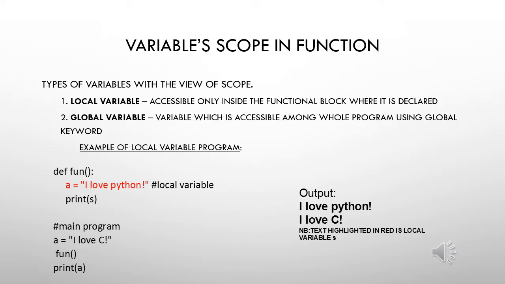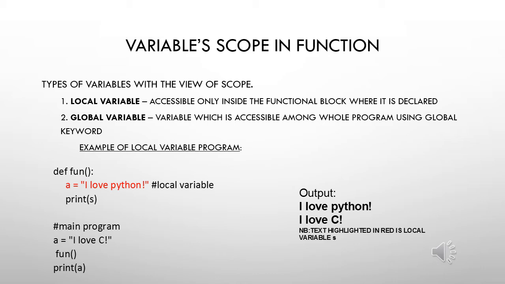So let's discuss the variable scopes in a function. There are two types of variable with the view of a scope. Number 1, local variable, which is accessible only inside the function where it is declared, and this variable cannot be used from outside the function. Second one is global variable. This variable is accessible among the whole program using the global keyword.